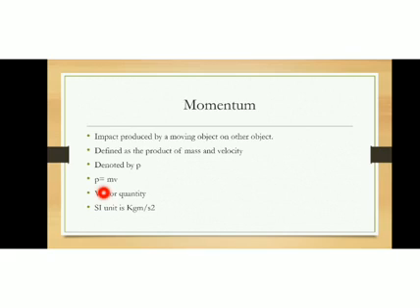So how will you find out the direction of momentum? The direction of momentum is the same as that of the velocity of the object. If the velocity of the object acts towards the right, then the momentum of the object also points towards the right.